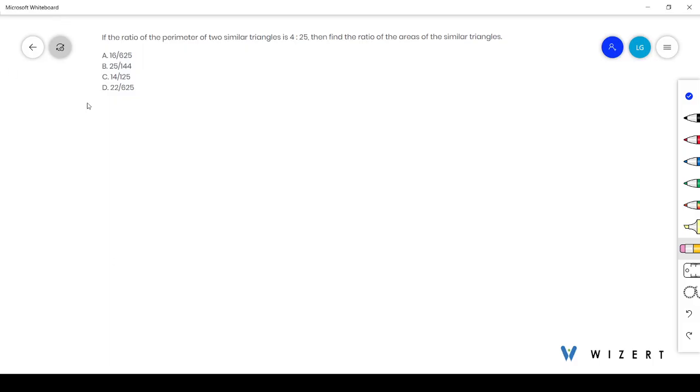Our question is, if the ratio of the perimeter of two similar triangles is 4:25, then find the ratio of the areas of given triangles.